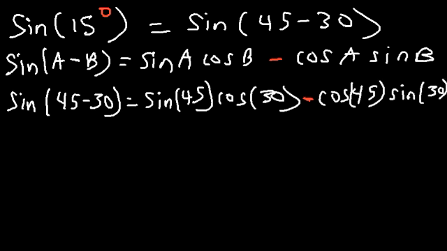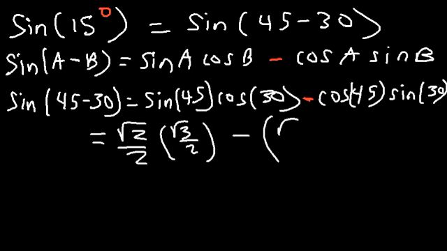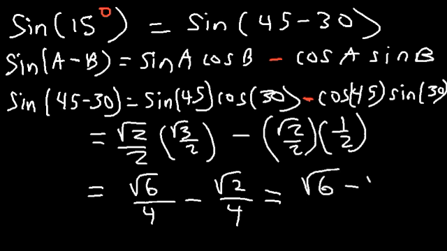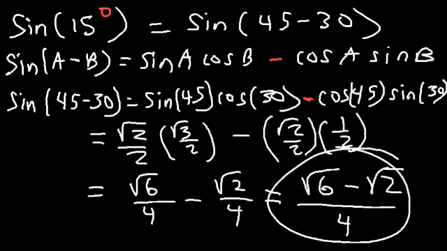sine 30. Sine 45 is root 2 divided by 2. Cosine 30 is the square root of 3 over 2. Cosine 45 is root 2 over 2, and sine 30 is 1/2. Square root 2 times the square root of 3 is the square root of 6. 2 times 2 is 4, minus root 2 over 4, so the final answer is radical 6 minus radical 2 divided by 4. So that's it.